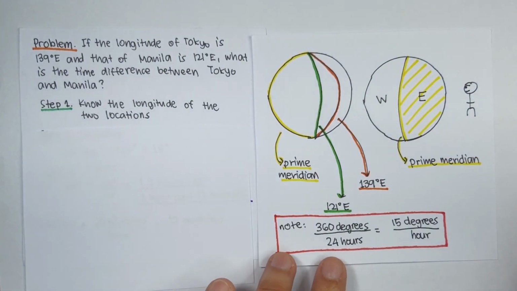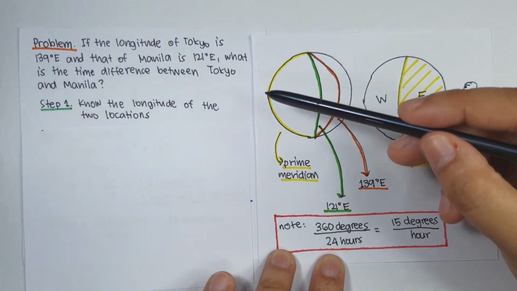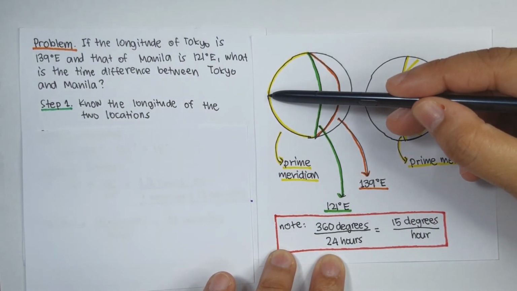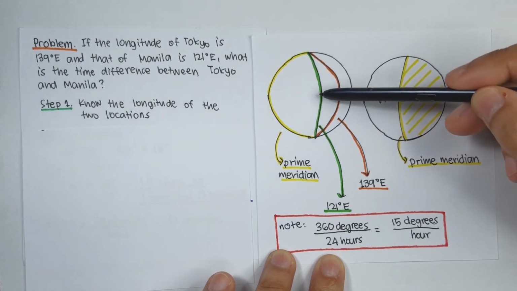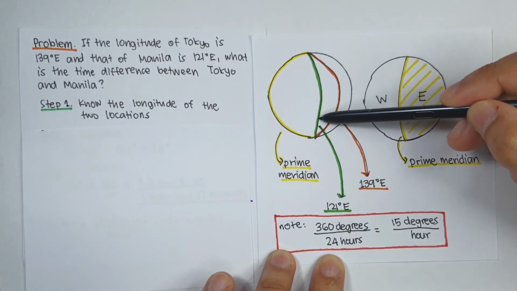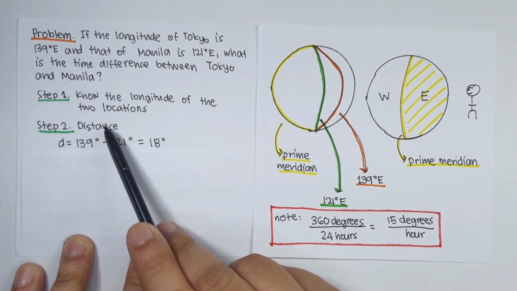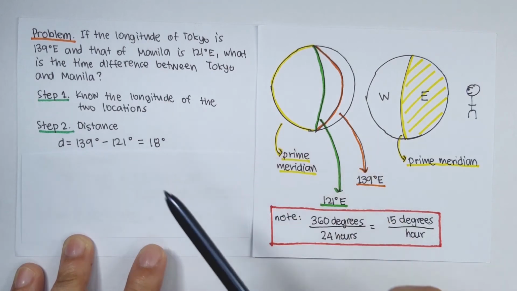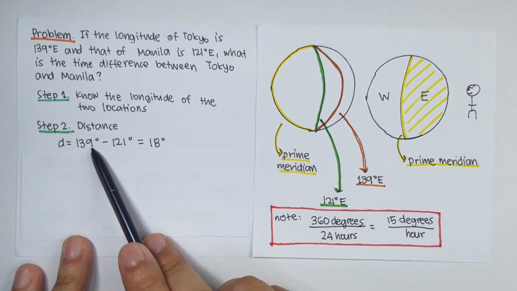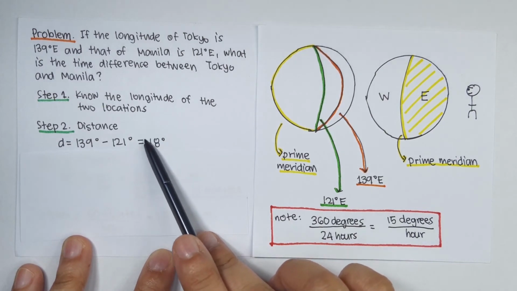Okay? Next is, if the longitude of Manila is 121 degrees east, meaning to say, from the prime meridian, you have to move 121 degrees to the right, going east. So over here, you have Manila. Okay, so step number 2 is to get their distance apart in terms of longitude. That's distance is equal to 139 degrees minus 121 degrees. That is equal to 18 degrees.